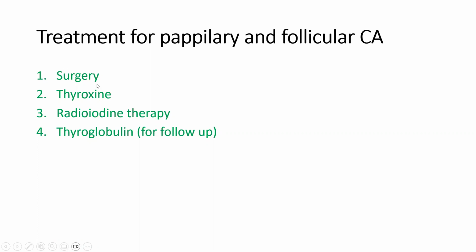First step is surgery. Second step is lifelong thyroxine supplementation. Third step is radioiodine therapy. Fourth step is the follow-up with thyroglobulin. So thyroglobulin is a tumor marker for both papillary and follicular carcinoma.